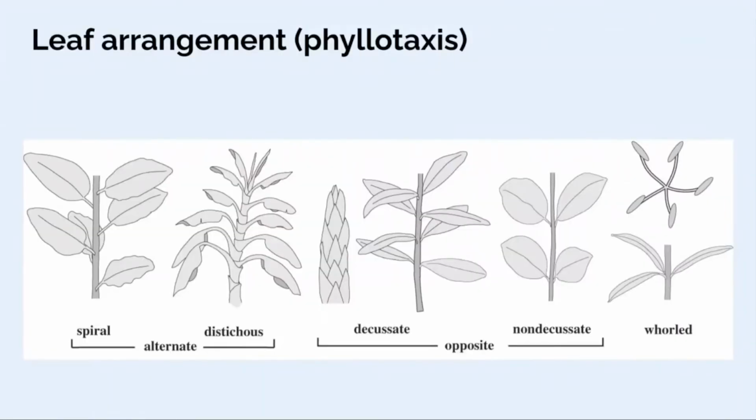Decussate. And then whorled. Whorled is pretty rare for plants in our area. Whorled is 3 or more leaves coming out of the same node.